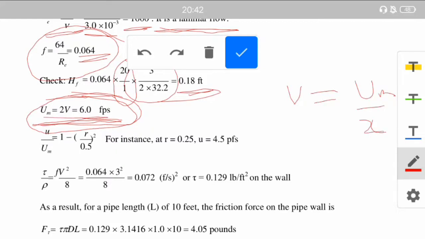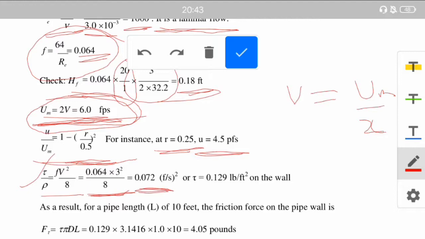So therefore free velocity is 2 times the velocity v, and therefore it is 6 fps, and therefore u upon u_max is 1 minus r upon 0.5 square. So for instance, at r is equal to 0.25, u is equal to 4.5 fps, and tau upon rho is equal to f upon 8 times u square, which is equal to 0.064 times 3 square upon 8, and that is equal to 0.072 (feet per second) whole square, or tau is equal to 0.129 pounds per feet square on the wall.